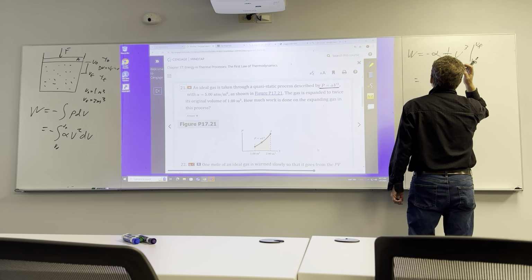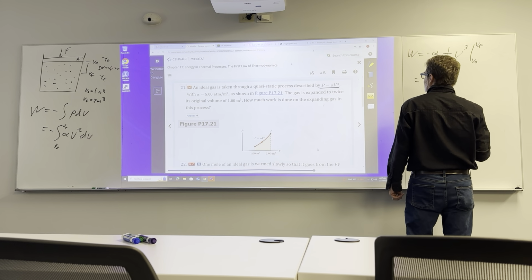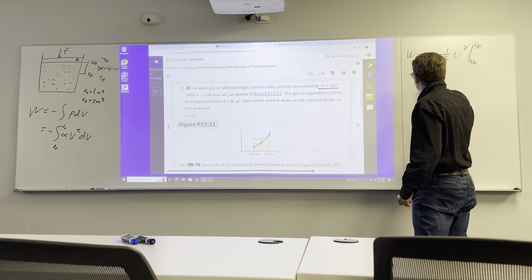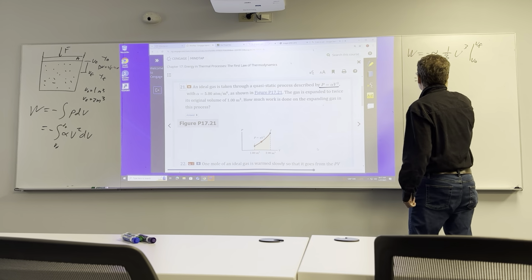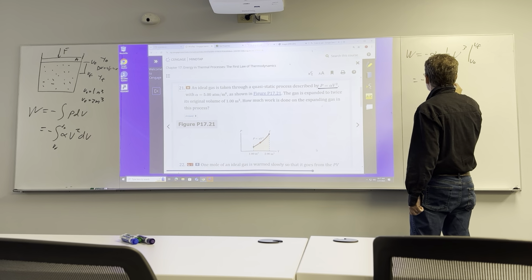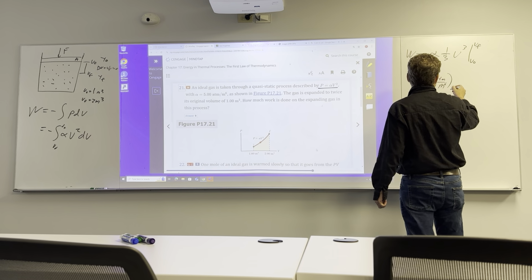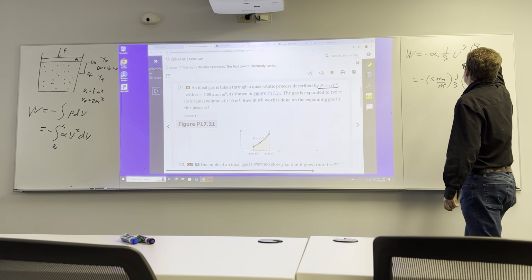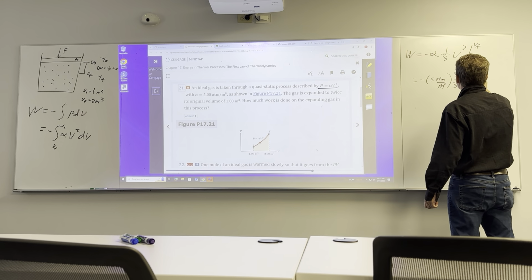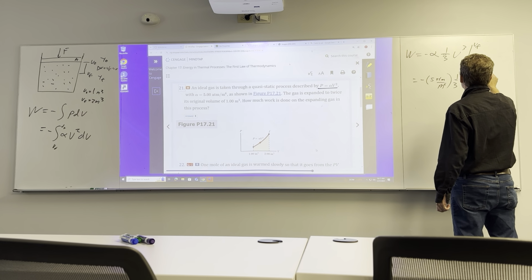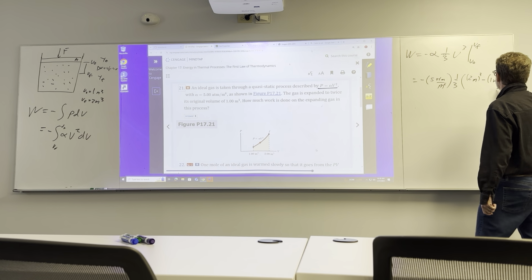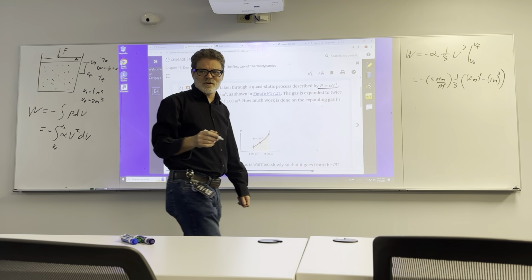So minus. I think we're gonna have some unit issues, maybe, because what do we have for alpha? Minus alpha is 5 atm per meters to the what? 6. Okay. Times 1/3 times V final cubed, which is 2 meters cubed, cubed, right? Minus V naught, which is 1 meter cubed. Everybody see what I did there? I put in the units so I can keep track of things.